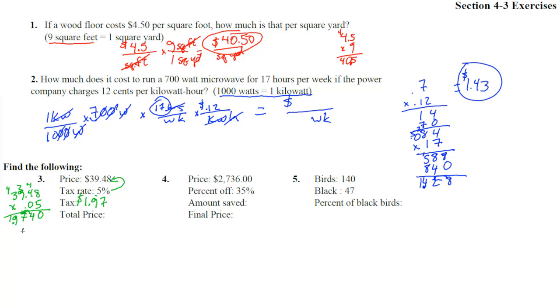Good. And so the total price, we're going to take the $39.48, that's the original price, plus the $1.97. 8 plus 7 is 15, carry the 1. 1 plus 4 is 5, plus 9 is 14, carry the 1. 1 plus 9 is 10, plus 1 is 11, carry the 1. And 1 plus 3 is 4. So the decimal goes straight down, and so we have $41.45 for the total price. Good. Okay, number 4.